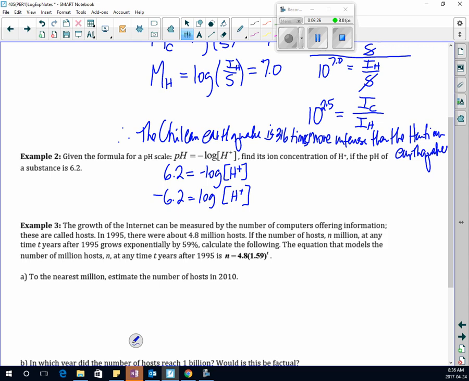And now we're going to change it into exponential. So 10 to the power negative 6.2 is equal to the hydrogen concentration. If I punch 10 to the power negative 6.2 into my calculator, you get scientific notation, which I think you all know what to do. Make sure you do 3 decimal places. So it's 6.3095 times 10 to the power negative 7. And I think that's moles per liter, right?